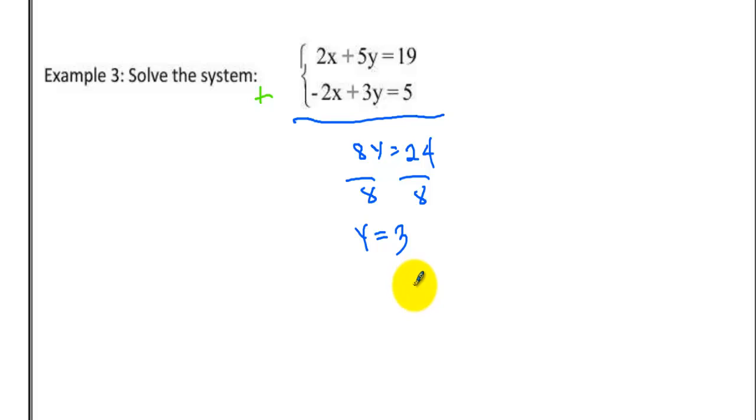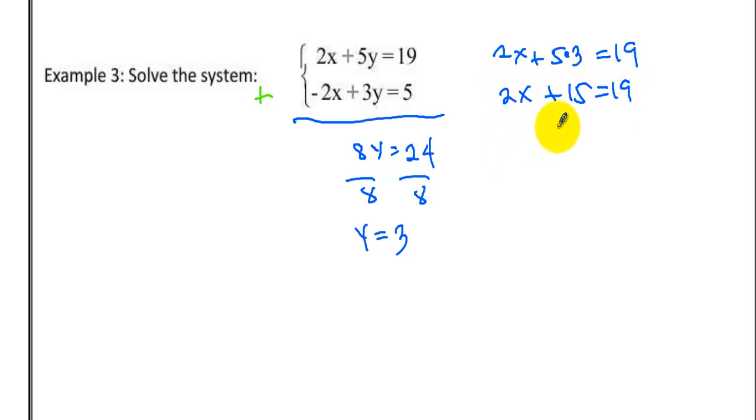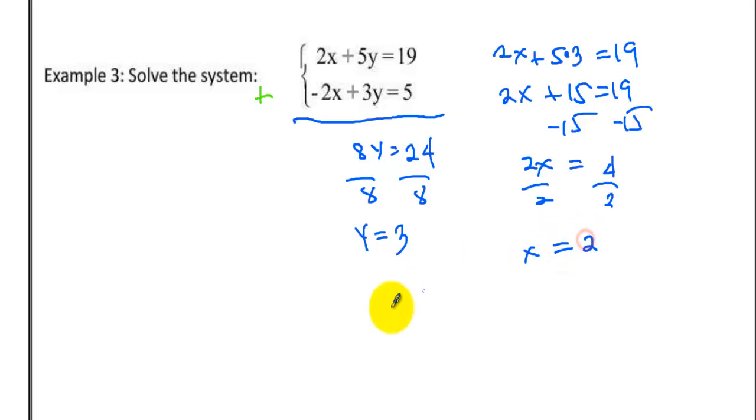Next, let's use either of the equations and solve for the x variable. This time, I'm going to use, well, we can use the first one. So let's just use the first one. So 2x plus 5. Now we are going to replace the y variable here by the y that we got earlier. So 5 times 3 equals 19. We'll have 2x plus 15 equals 19. Subtract 15 both sides, we'll get 2x equals 4. Divide by 2, so x is equal to 2. We have one solution.